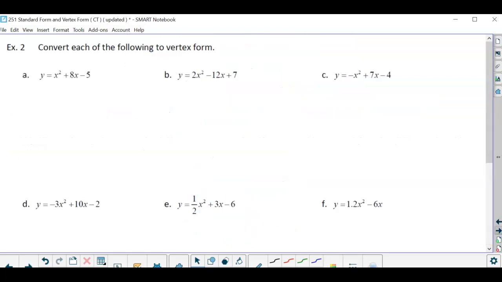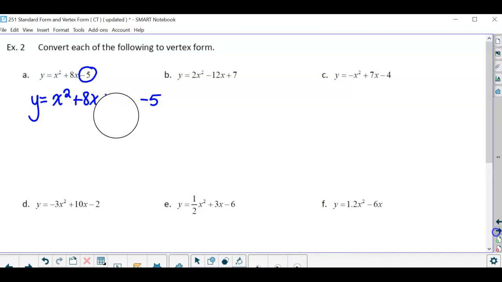So convert each of the following to vertex form. So notice how this is not making this a perfect square trinomial. So what do we do? Keep the x terms together. I'm going to show the subtract 5 at the end. Now what I want to do is take half of 8, which is 4, and square it. Actually, I'm going to do it in red. Is 16. Now I've changed the equation.